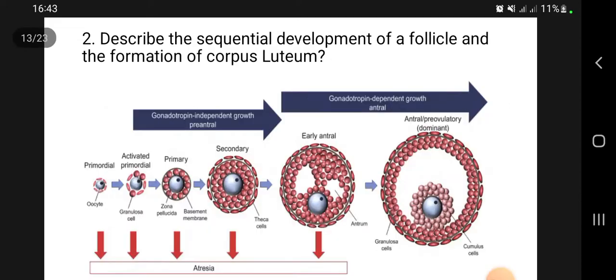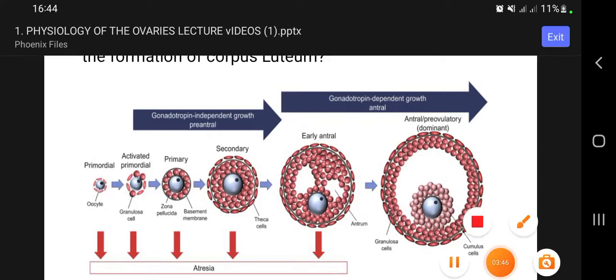Okay, so just have a look at this. Now, describe the sequential development of the follicle and the formation of the corpus luteum. Okay, this one is straightforward. It's just trying to get you to appreciate how the follicles develop.